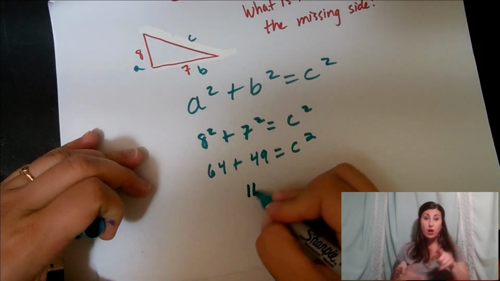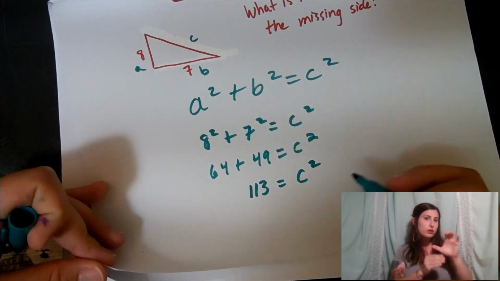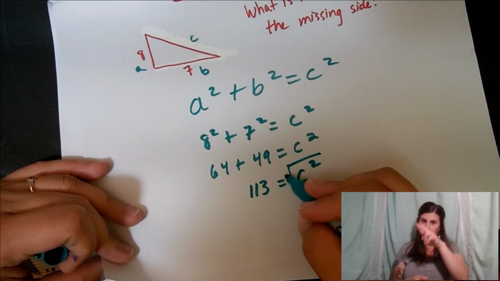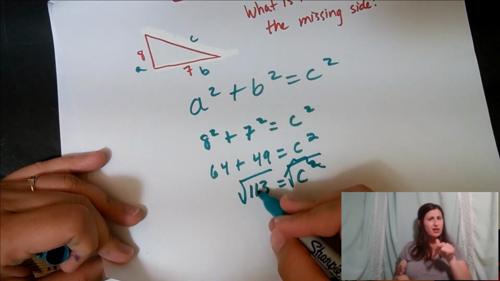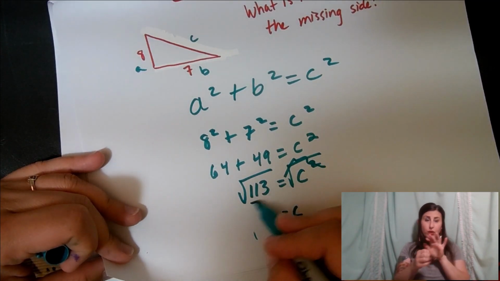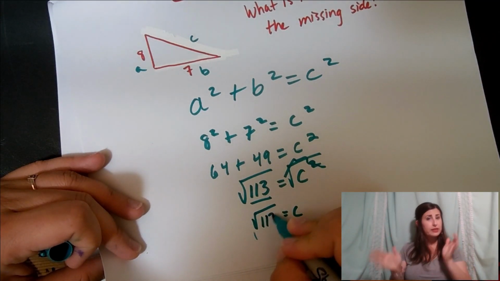All right, that gets us 113. C squared equals C squared. So I need to square root this because that's the inverse of a square. Well, this does not produce a perfect whole answer. This is not a perfect square under there. So I'm just going to leave my answer like this.